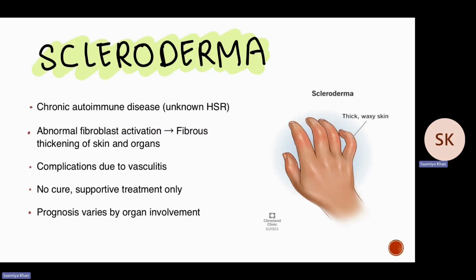Next slide is scleroderma. Scleroderma is another chronic autoimmune disease, also systemic, and in this, the disease leads to abnormal activation of fibroblasts, which are cells responsible for producing connective tissue. That's why we have fibrous thickening of the skin and various internal organs, causing a range of symptoms and complications. The thing that they have written about vasculitis is just that severe complications can happen in scleroderma, and they're most often due to vasculitis, which is inflammation of the blood vessels affecting blood flow and causing damage to the tissues.